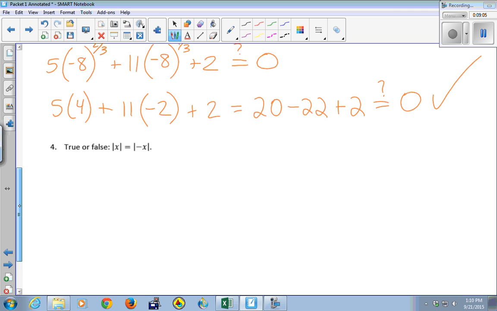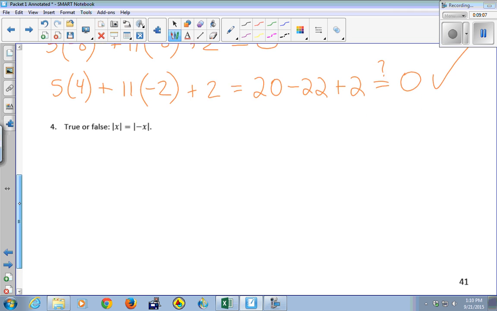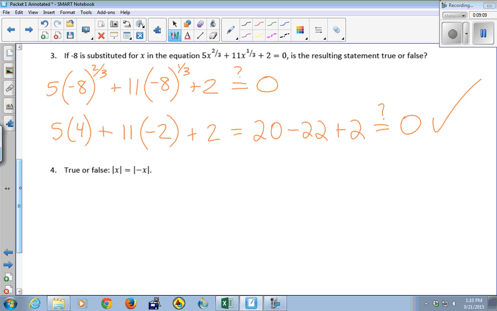Okay. One more, talking about absolute value. If you take the absolute value of a number, do you get the same thing as if you take the absolute value of the opposite of that number? Yes. So for example, the absolute value of 5, does that equal the absolute value of -5? Yes, right? They're both 5. If you started with a negative, the absolute value of -7, does that equal the absolute value of 7? Yes. Okay, so this is always true.